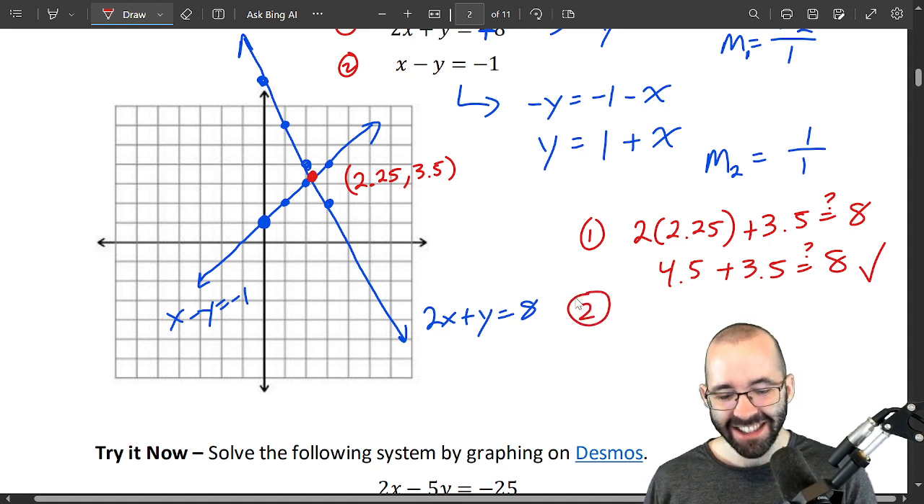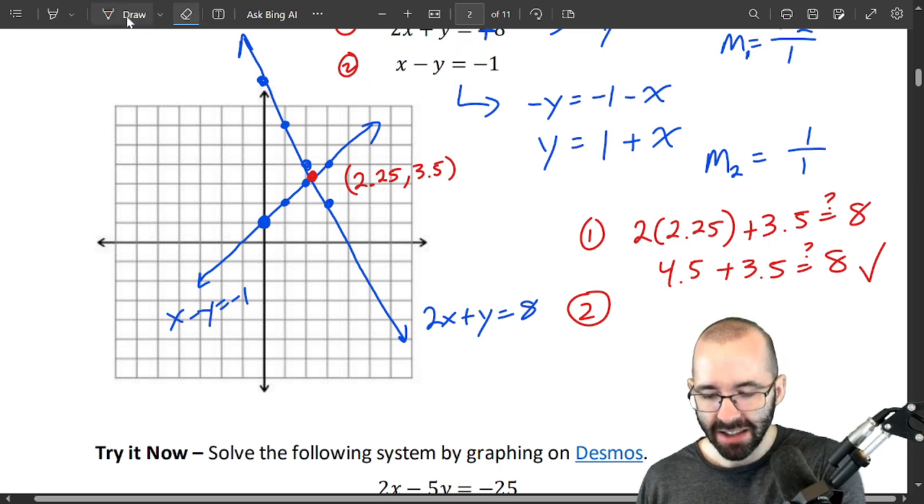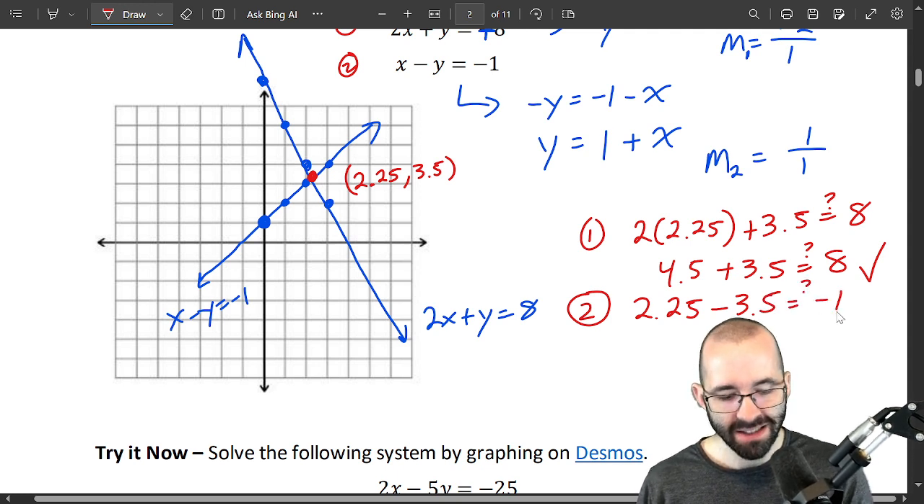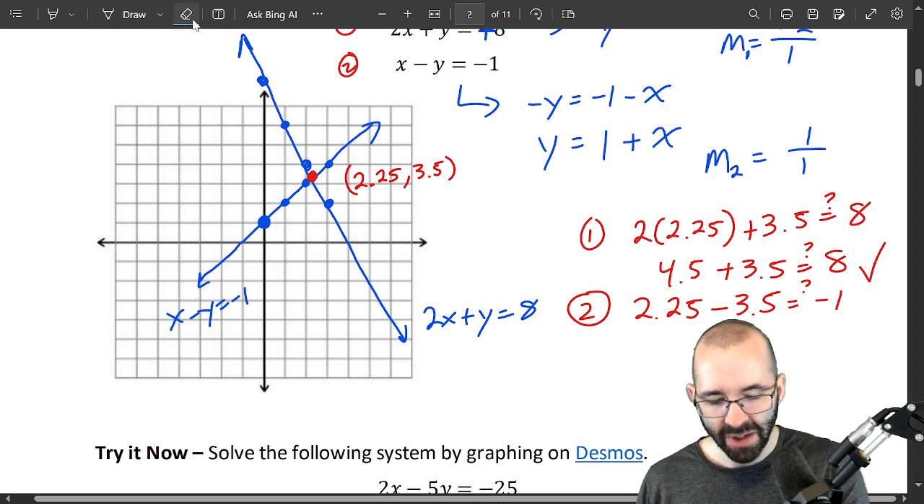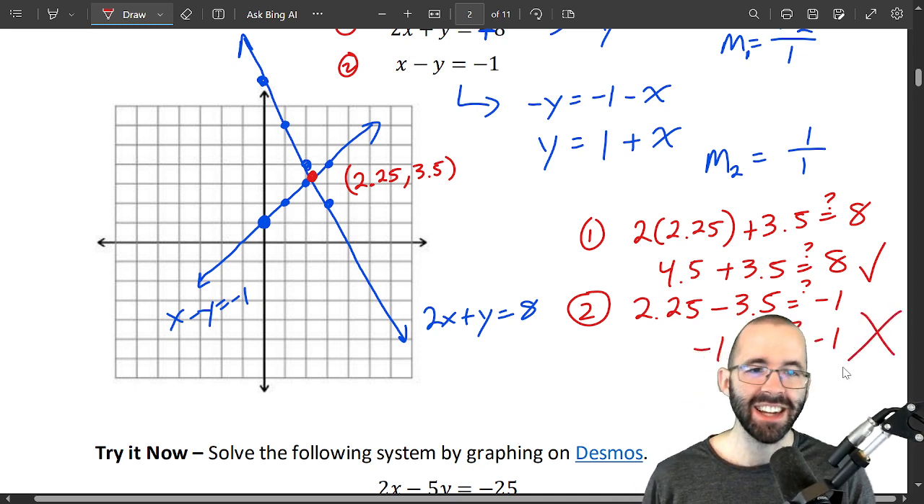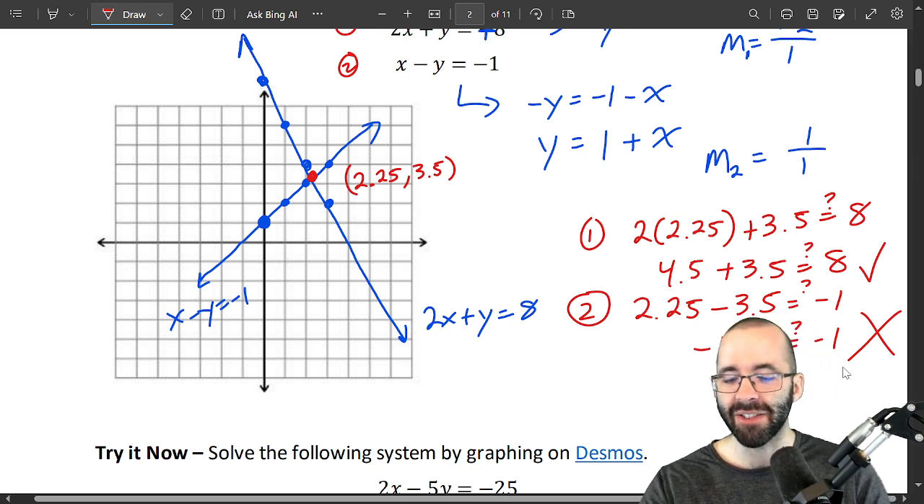All right, so the second one is x minus y equals -1. So x, we said that was 2.25, minus y, we said that was 3.5. Is that equal to -1? No, it's close. We're going to get -1.25 when we type this in. -1.25. Is that equal to -1? It's close. Nah, it's not a solution.